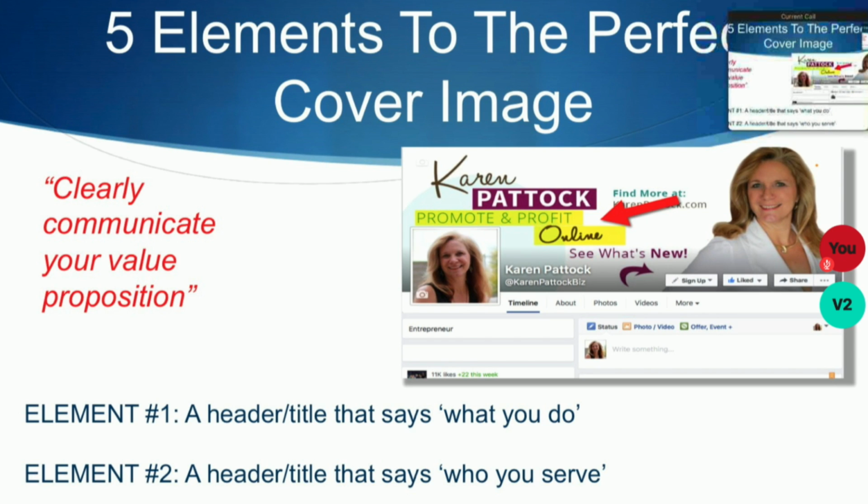But if you're really clear on who you serve, who you help, that's a really good thing, because again, we have such a short attention span as a species. And so we really have to grab the attention of the people that we want to attract and at least get them to hang around for more than a few seconds. So number 1, what do you do? Number 2, who do you serve?